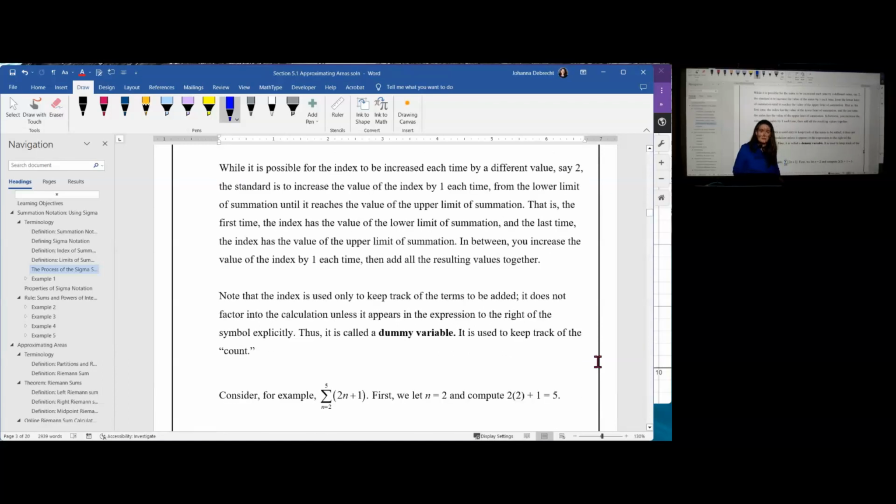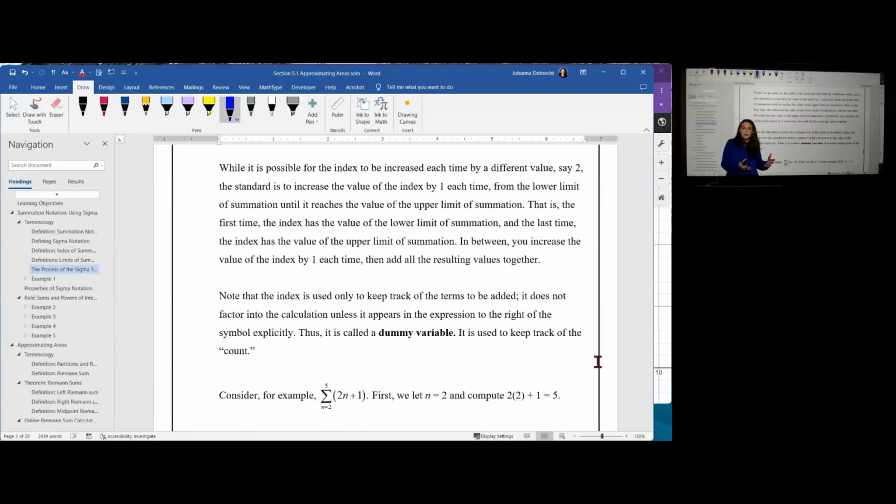It is possible for the index to be increased by something other than 1, though we will not use these. It is possible to increase it, say, by 2s. So if you start at n equal 1 and you go to 5, first n would be 1, and then 3, and then 5. In our case, we'll always go by 1s. Now, when you do this, you're going to make sure that the index is used only to keep track of the terms to be added.